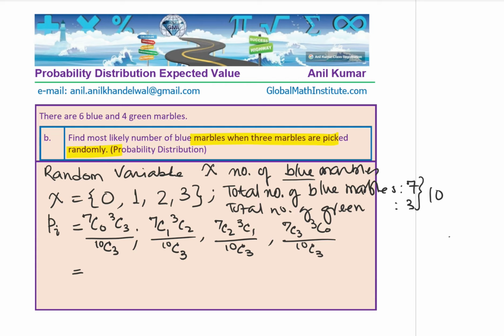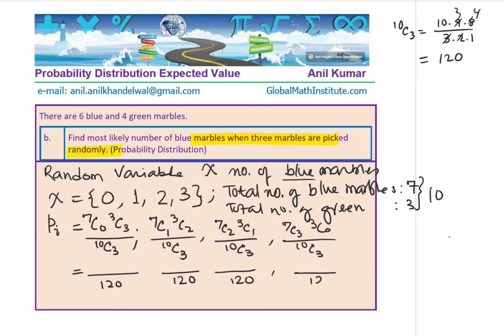Well, what is 10C3? 10C3 is basically 10 times 9 times 8 divided by 3 times 2 times 1, right? So that is 10C3. You can calculate this answer. 3 times 3, this goes 4 times. So you get 120, right? 12 times 10. This is 120. So the denominator being 120 for each.